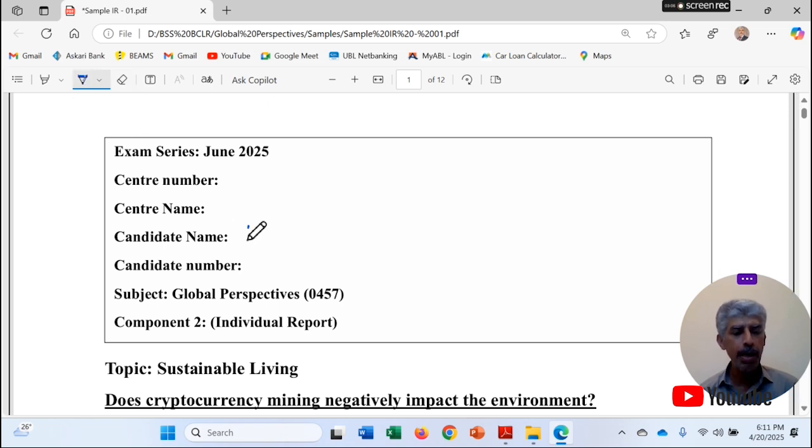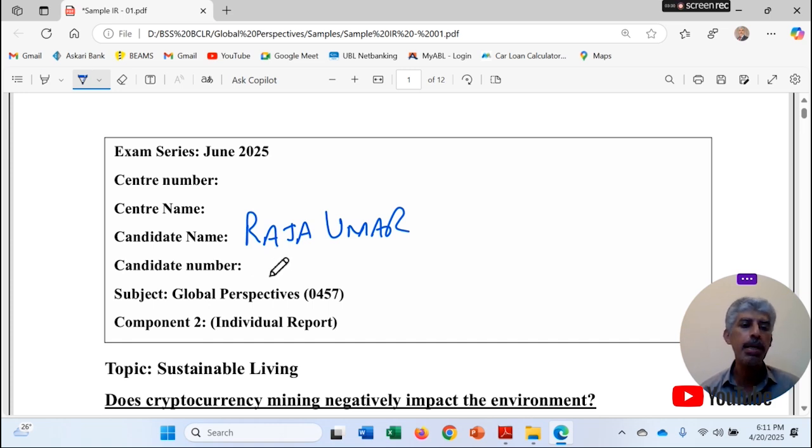Furthermore, you are supposed to write your name as the candidate name. For example, I write my name as Raja Omar, and then the candidate number. When you register for some subjects, Cambridge University allots you a candidate number, which is mentioned on the statement of entry. For example, I say my candidate number is 0461. It is most of the time a 4-digit number like this.